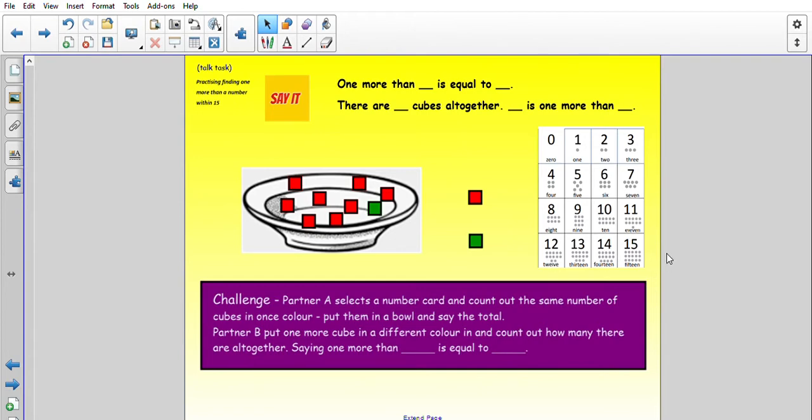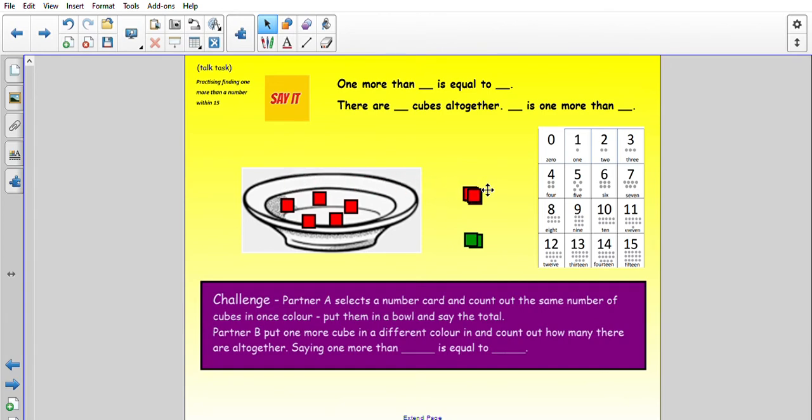Well done. So we can use our STEM sentences up here. 1 more than 8 is equal to 9. There are 9 cubes altogether. So 9 is 1 more than 8. That's good fun. Let me move there.